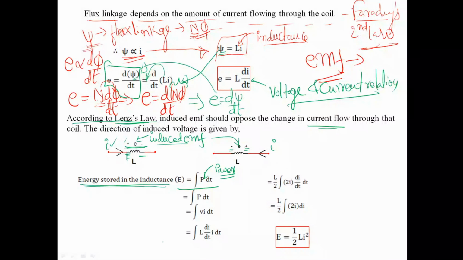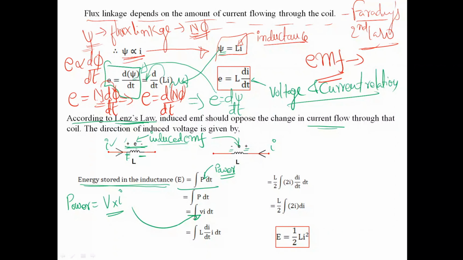Where P is the power. Power in any element of an electric circuit is given by voltage multiplied by its current. So in place of P we have substituted V into I. Then what is V here?